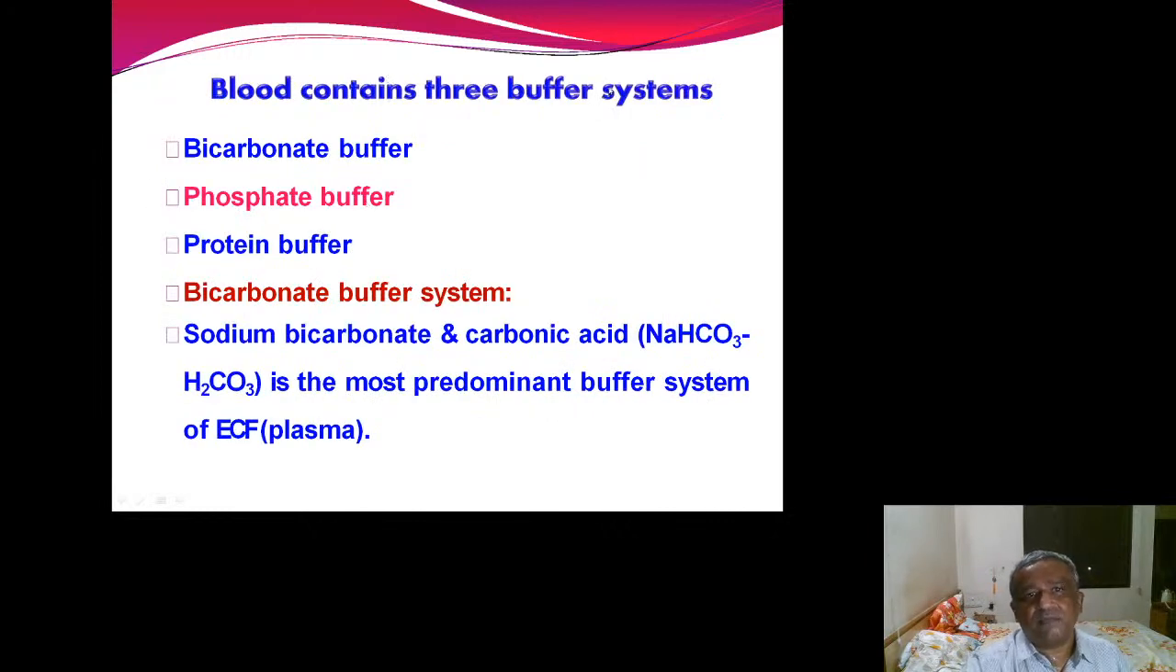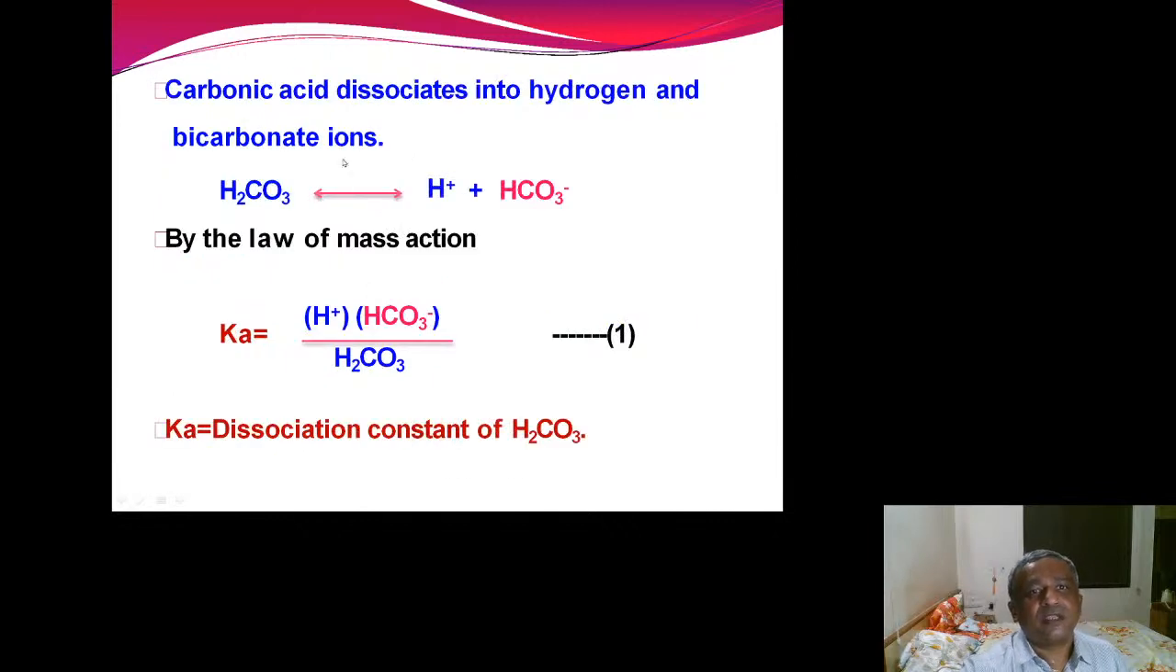The blood contains three buffer systems: the bicarbonate buffer, the phosphate buffer, and the protein buffer. Out of these three, the bicarbonate buffer system, sodium bicarbonate and carbonic acid, NaHCO3 and H2CO3, is the most predominant buffer system of the extracellular fluid, that is plasma. The carbonic acid dissociates into hydrogen and bicarbonate ion. We all know H2CO3 converts into H plus and HCO3 minus. Now, by the law of mass action, Ka is equal to H plus times HCO3 minus divided by H2CO3. Ka is the dissociation constant of H2CO3.